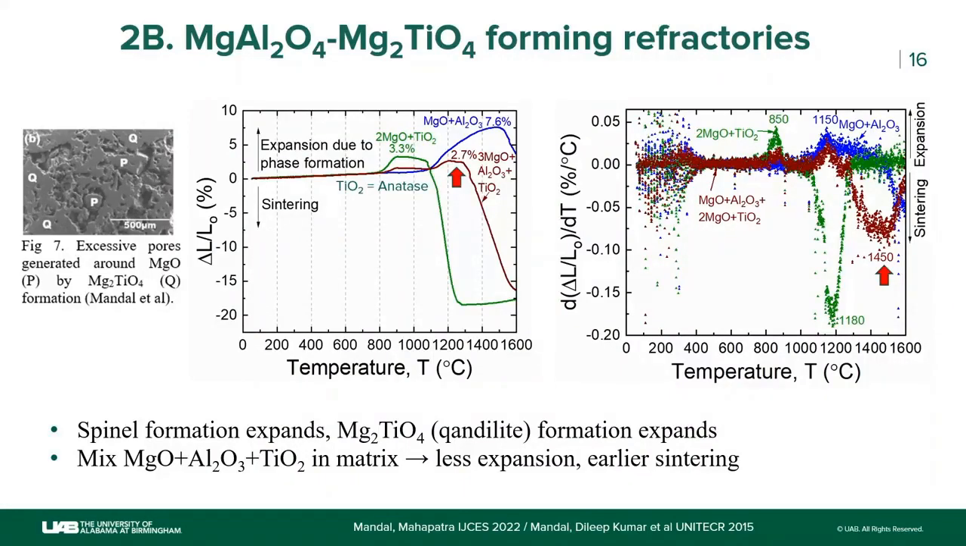So dilatometry again is telling you that if you want to make an in situ magnesium titanate and magnesium aluminate forming refractory, it is better to add these raw materials in the matrix itself, and it can give you a lower total expansion as well as lower sintering temperature. So your brick or castable will be better.